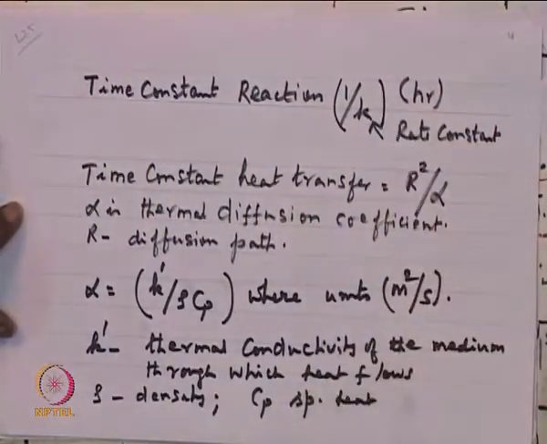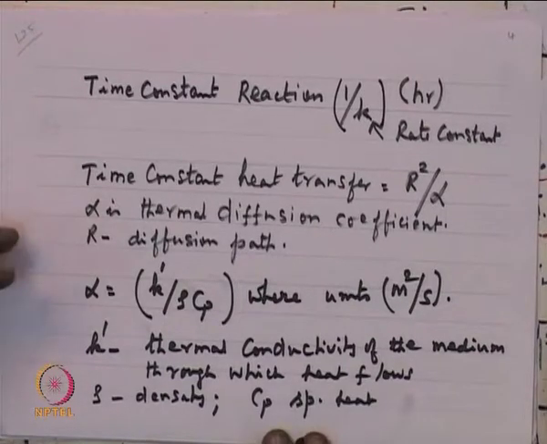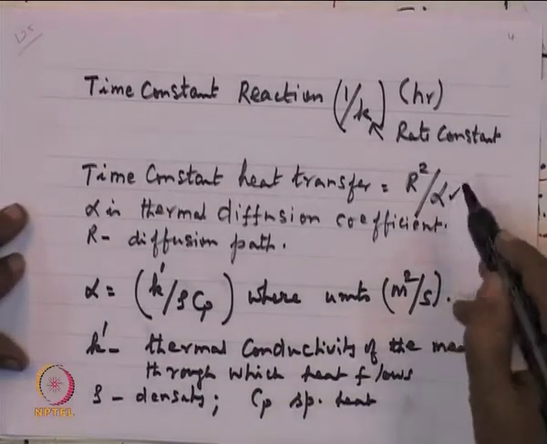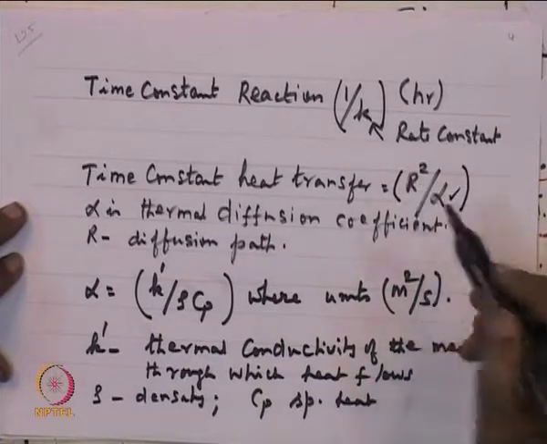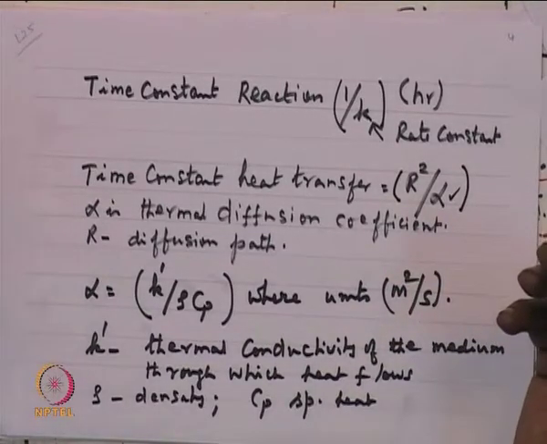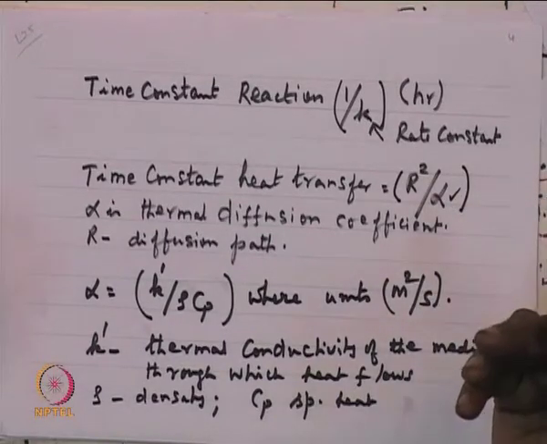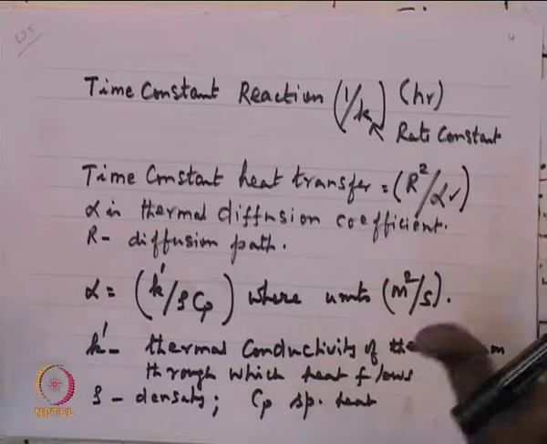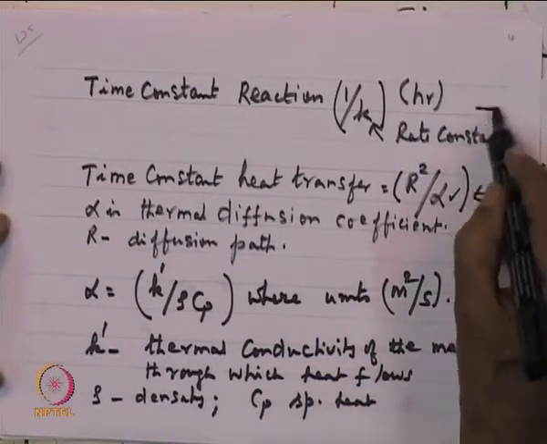This is an example that you would like to see whether this applies to you in your practical situation. Suppose the rate constant is for a first order reaction. The rate constant k has units of inverse of time. Therefore, 1 by k can be taken as a time constant for the reaction. Now, similarly, you can look at the time constant for heat transfer. So, what is the time constant for heat transfer? If I know the thermal diffusion coefficient and the characteristic dimension R, then R squared by alpha, where alpha is the thermal diffusion coefficient, is a measure of the time constant for heat transfer. This is the time constant for heat transfer, this is the time constant for reaction.